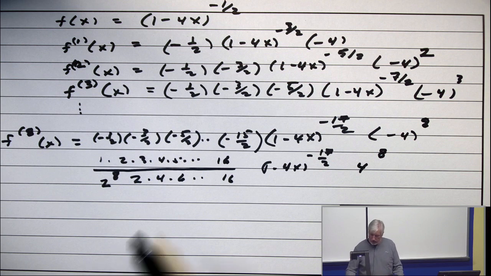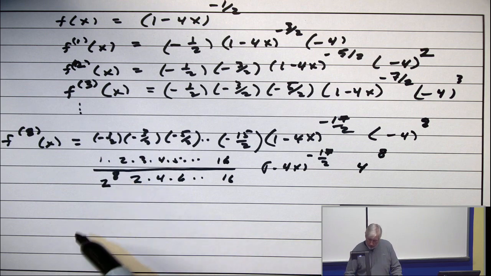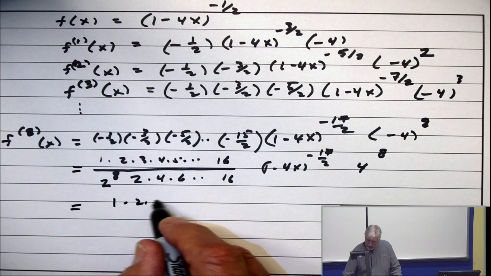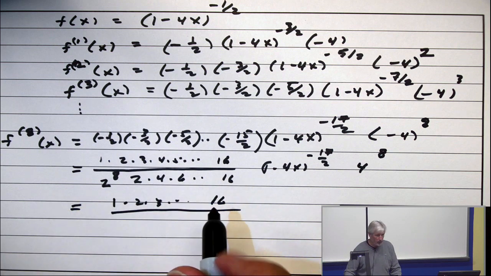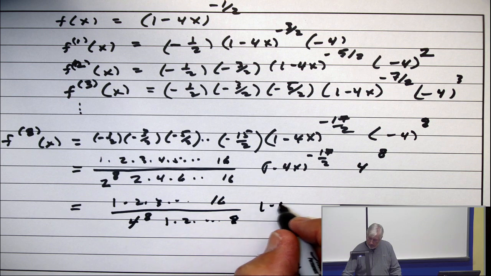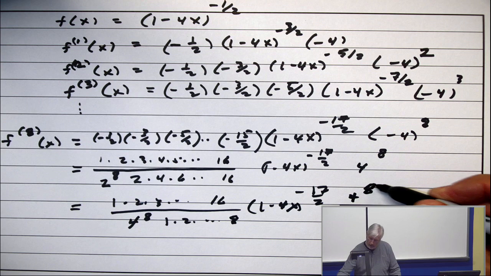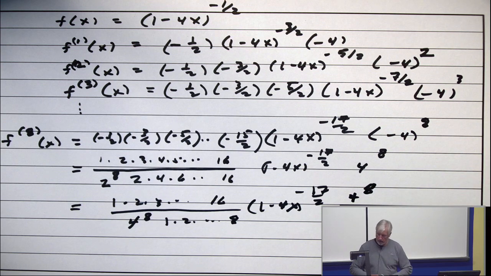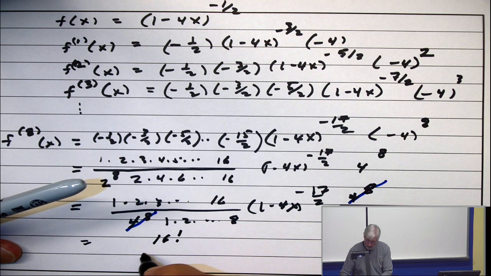All right. Okay. See this 2, 4, 6 up to 16? Divide all those terms, divide the 2's out. And what's left is just the factorial, 1 times 2 times 3 up to 8. So this is now 1 times 2 times 3 up to 16 over 2 to the 8 times 2 more 2 to the 8s, and 2 to the 8 times 2 to the 8 is 4 to the 8th, times 1 times 2 times up to 8, times 1 minus 4x to the minus 17 halves, times 4 to the 8th. And then that 4 to the 8th cancels with that 4 to the 8th. And so what I have is 16 factorial over 8 factorial.